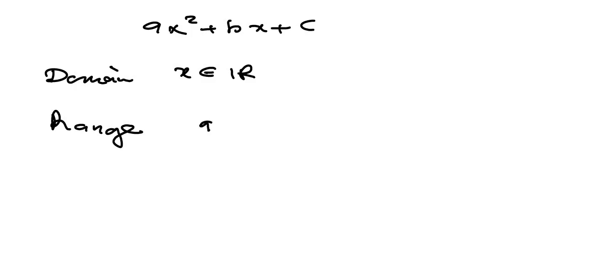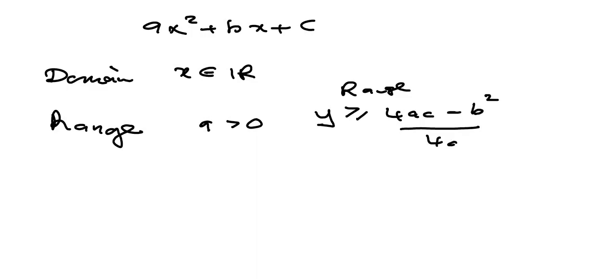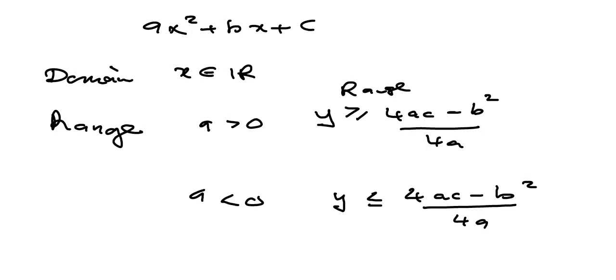If a is greater than 0, if the coefficient here is greater than 0, the range will be y greater than or equal to (4ac minus b squared) over 4a. Or if a is less than 0, this will be y less than or equal to (4ac minus b squared) over 4a. This is what you can get.